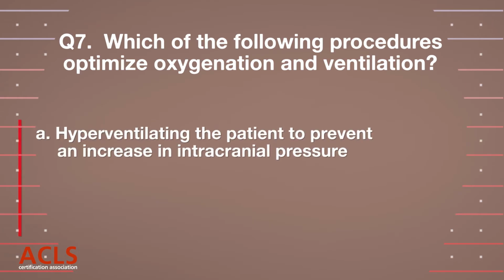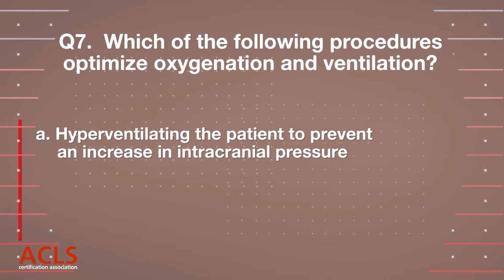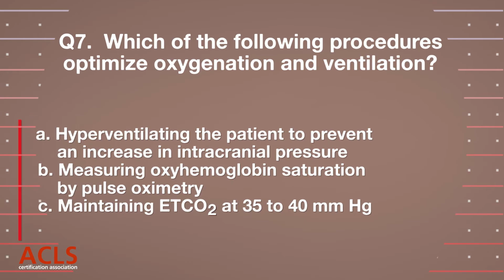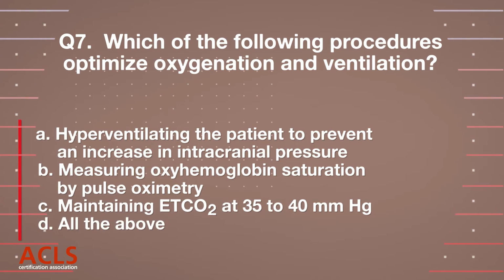A. Hyperventilate the patient to prevent an increase in intracranial pressure. B. Measure oxyhemoglobin saturation by pulse oximetry rather than arterial blood sampling. C. Maintain partial pressure of CO2 at 35 to 40 millimeters of mercury. D. All of the above.